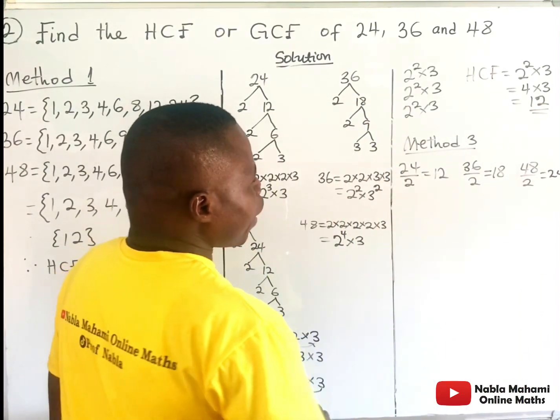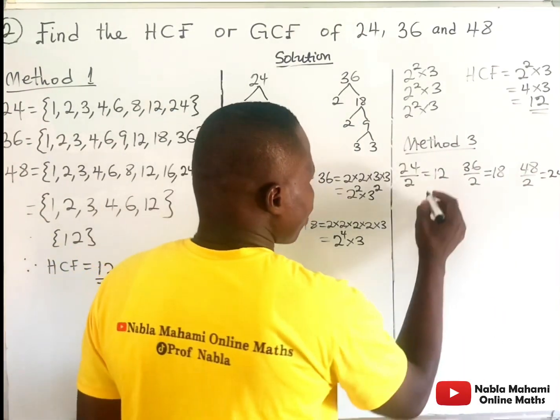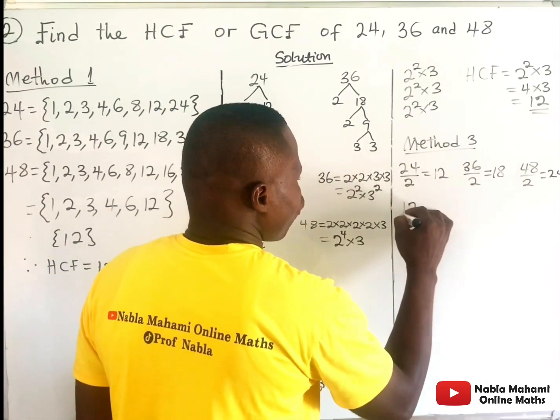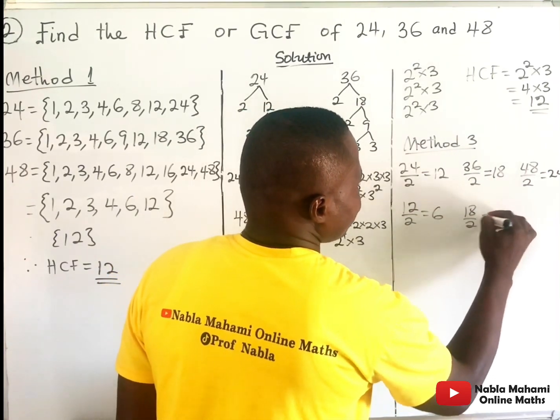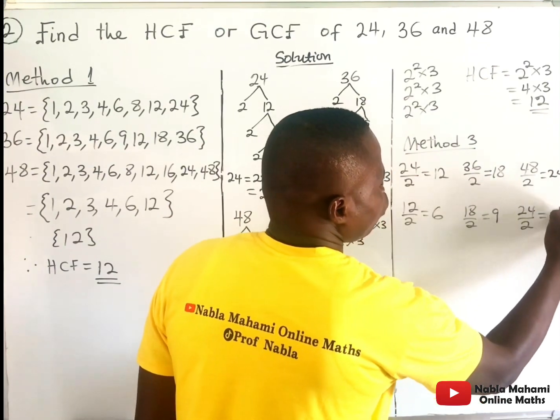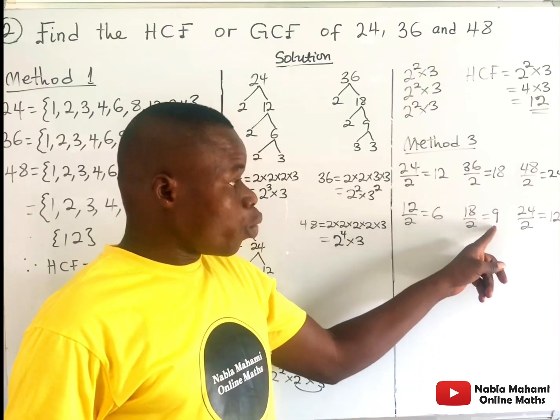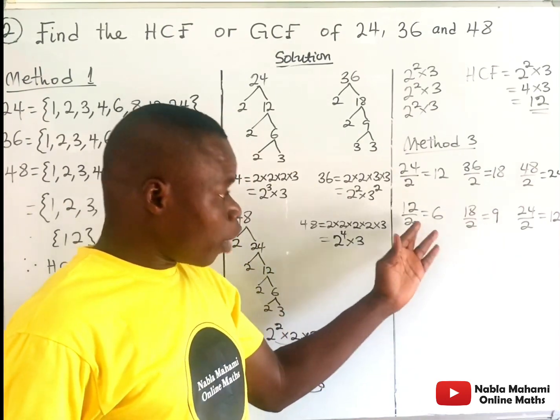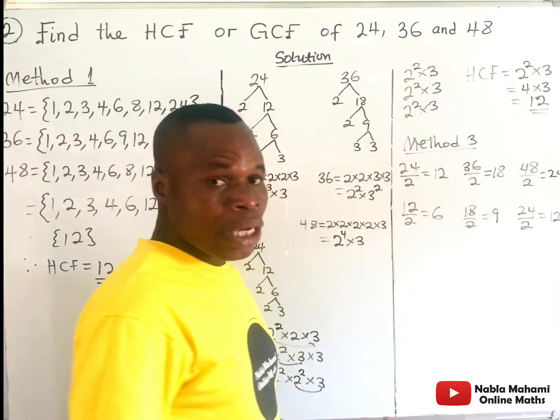Now I can pick 12, 18 and 24 and divide them by 2 again because 2 can go into them. So 12 over 2 is equal to 6. Here 18 over 2 is equal to 9. Here 24 over 2 is equal to 12. Now you see that this time around 2 cannot go through because 2 cannot go into 9 without a remainder. But 2 can go into this and this. So we'll look out for another number that can go through all these numbers without a remainder.